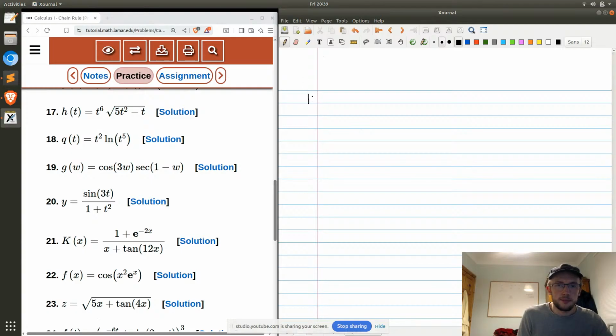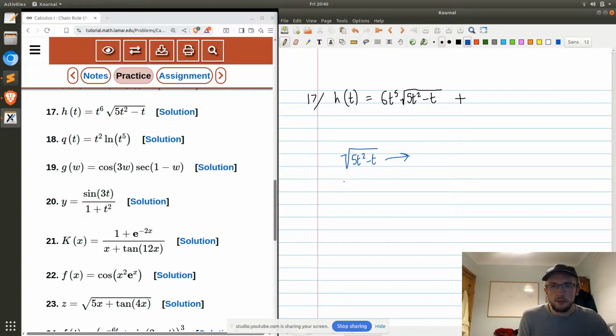17. H of t is t to the 6 all times the square root of 5t squared minus t. So this is a product. This is a product. So apply the product rule. So 6t to the 5 times the square root of 5t squared minus t. Then plus, leave the first one alone and do the derivative of the second one. So I'm going to do that down here so that I don't mess it up.